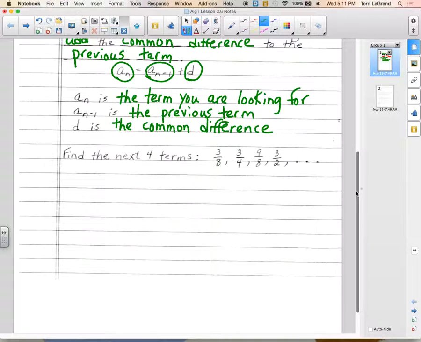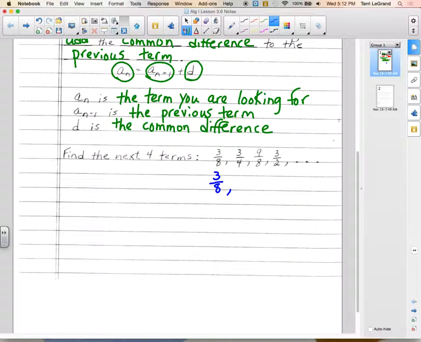So find the next 4 terms of the following sequence. First of all, we have to decide what is the common difference. Right now, I think it's going to be a little more challenging to find it until we rename those. So I'm going to erase my little attempt here, and I'm going to rename these so they have a common denominator. 8, 4, and 2 are the denominators, so 8 would be a good common denominator. So 3/8 doesn't need to be renamed.